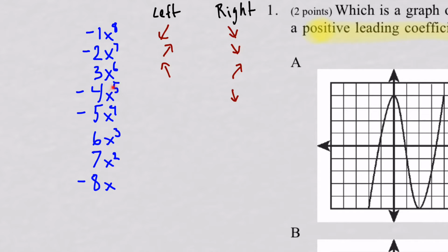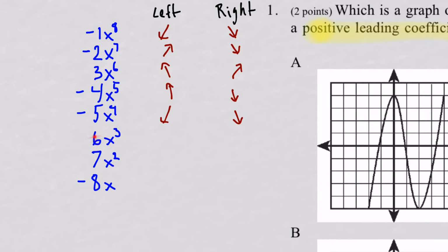Positive, odd 5 right here. The power is odd. That means that they're opposites. So if this one's down, this one's up. Watch again. Negative, that means down on the right side. Even, that means the same. So they have to be the same. If that one's down, this one must also be down.